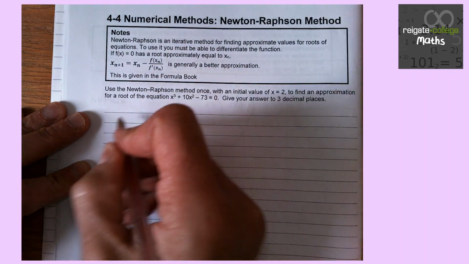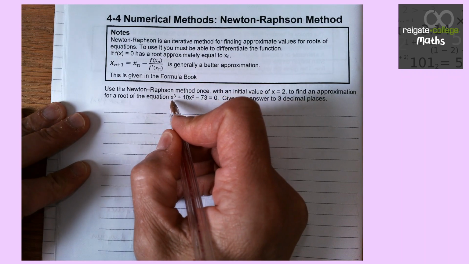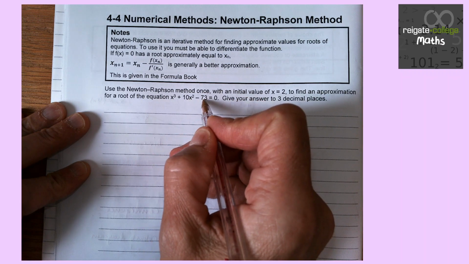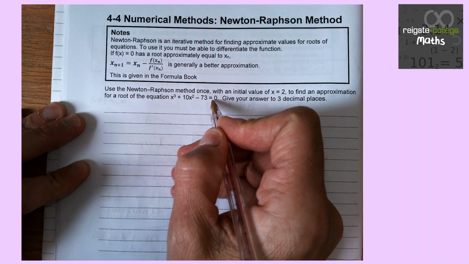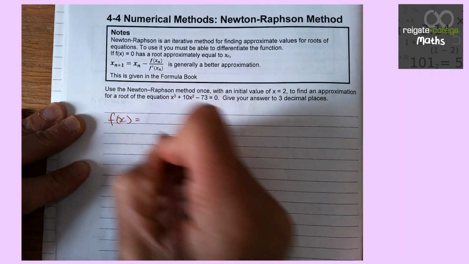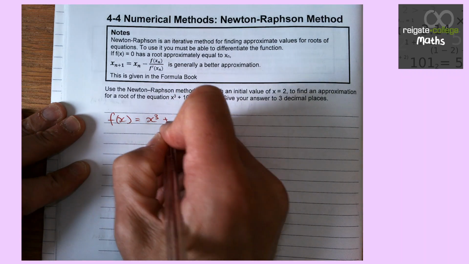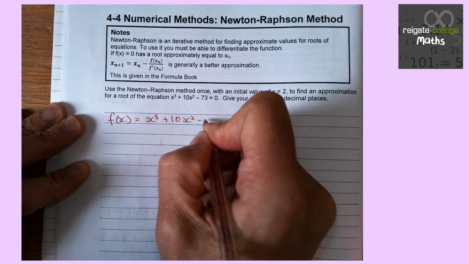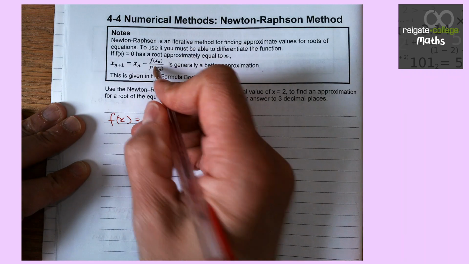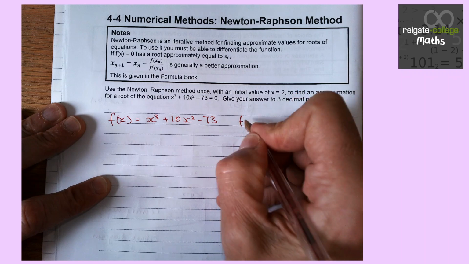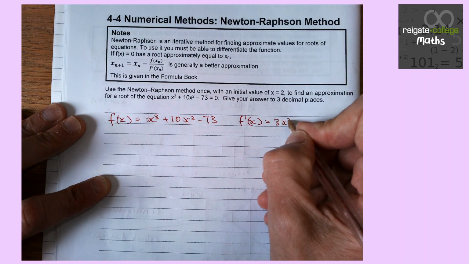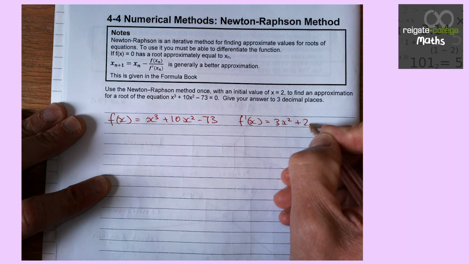So for our example here, we're trying to find a root of the equation x cubed plus 10x squared minus 73 equals 0. So I'm going to define f of x is equal to x cubed plus 10x squared minus 73. I'm also going to find f dashed of x, so I'm going to differentiate. So f dashed of x is equal to 3x squared plus 20x.